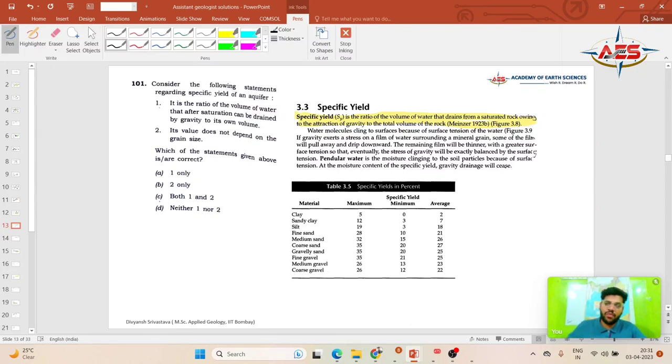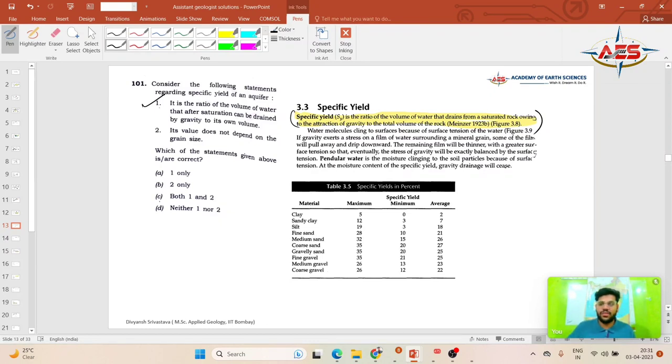It is the ratio of the volume of water that after saturation can be driven by gravity to its own value. We'll see this information that I have taken from a book. Okay. So specific yield is the ratio of the volume of water that drains from a saturated rock owing to the attraction of gravity to the total volume of the rock. Okay. So this option is correct.